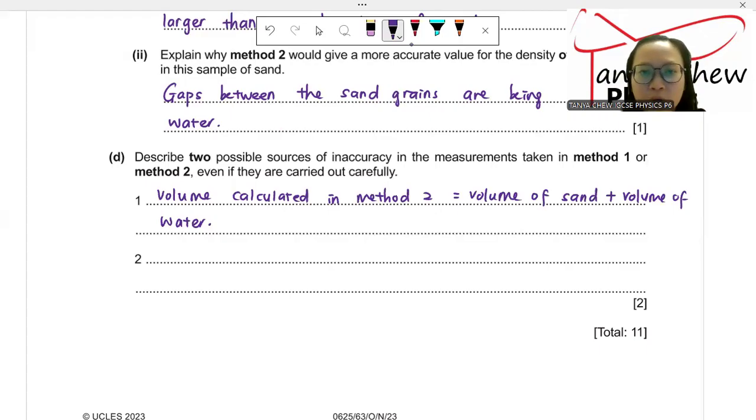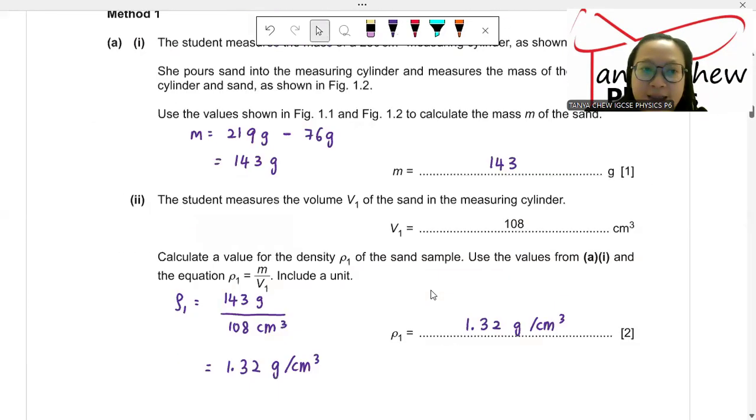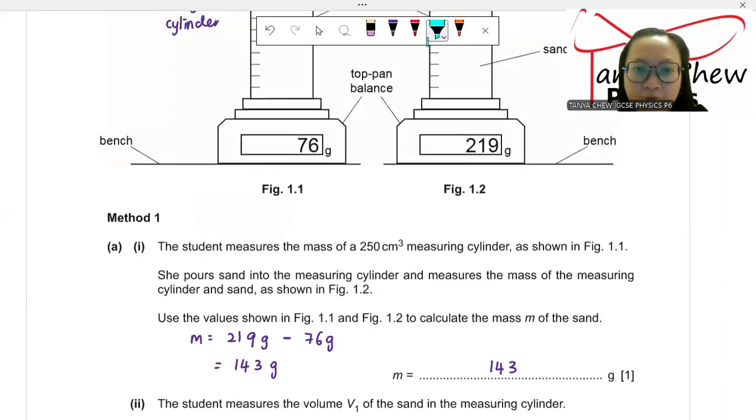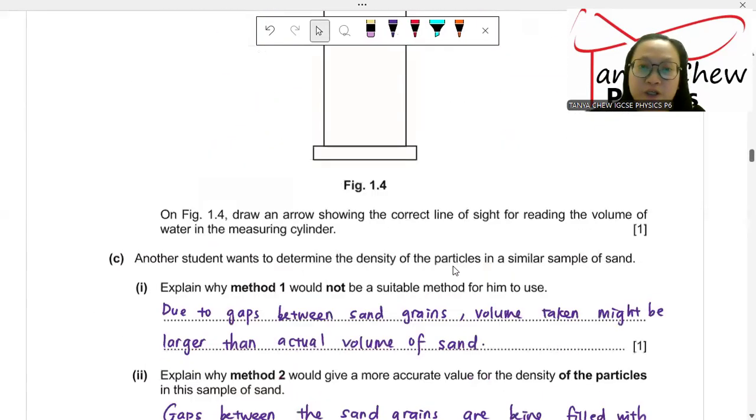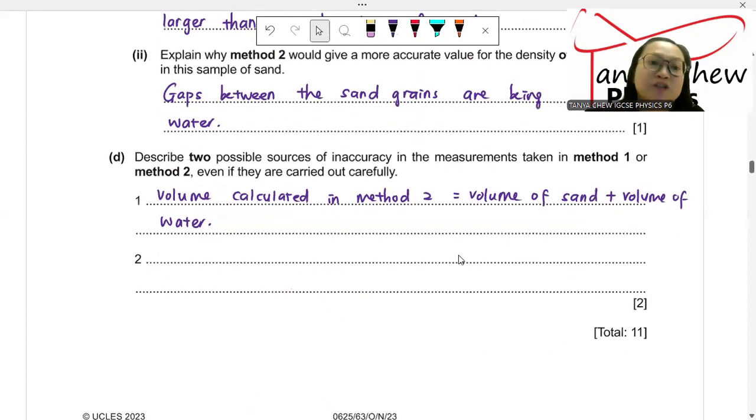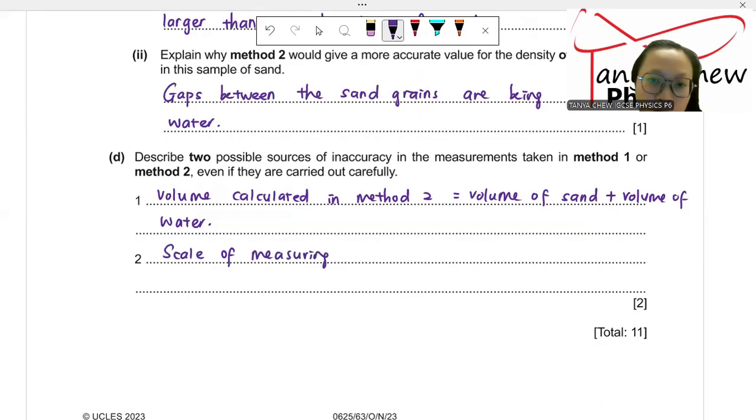The second possible source of inaccuracy might be using a measuring cylinder of a larger scale. The measuring cylinder used is 250 cm cube. Could you see here? They have already told you: the student measures the mass of the 250 cm cube measuring cylinder. So the scale on the 250 cm cube measuring cylinder might be a little bit large. So I would say that the scale of the measuring cylinder might be large.